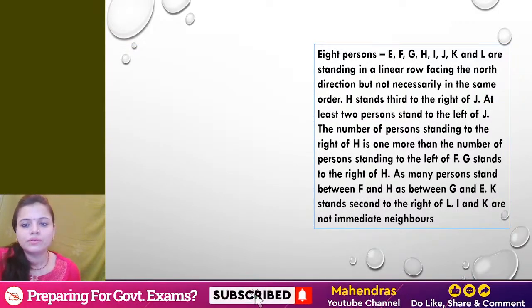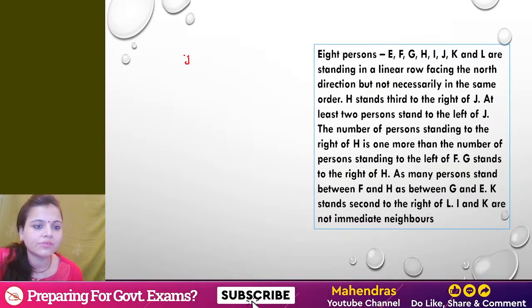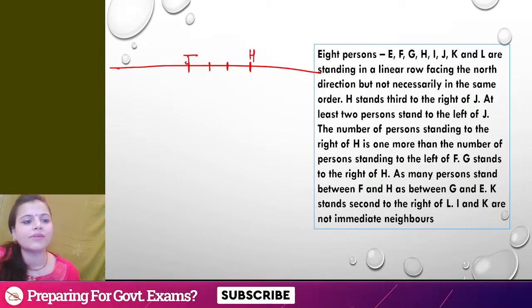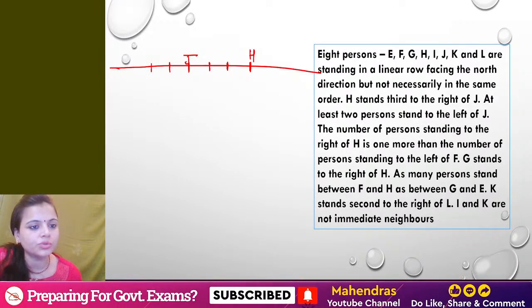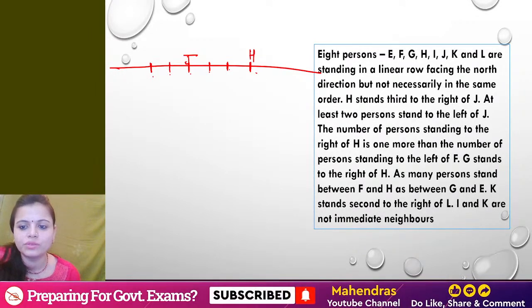Okay, so H is third to the right of J. H is third right of J. You make a line. H is third right. Means 1, 2, 3. H. At least 2 in the left of J. At least 2. Means 1, 2, 3, 4, 5, 6. Done. Only we need the 2 places more.